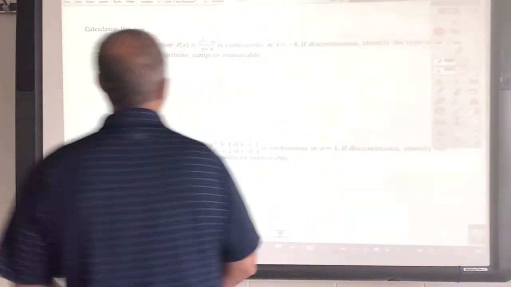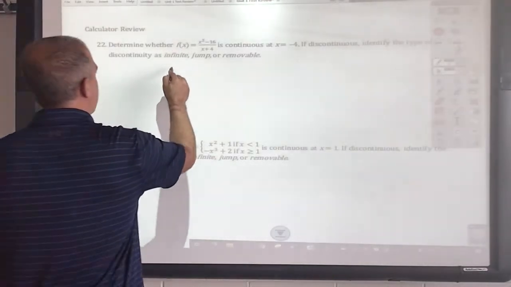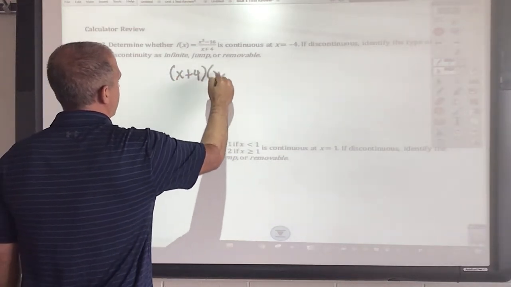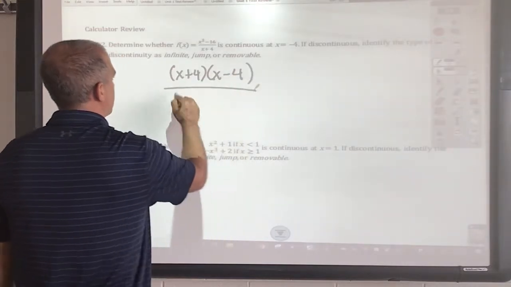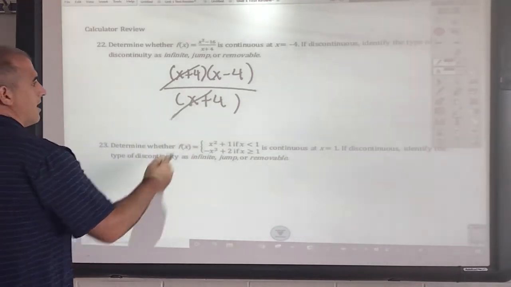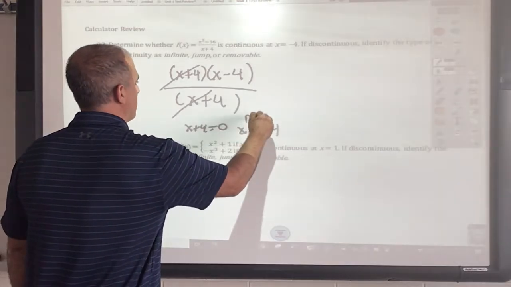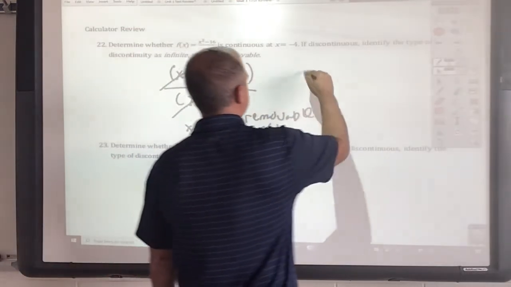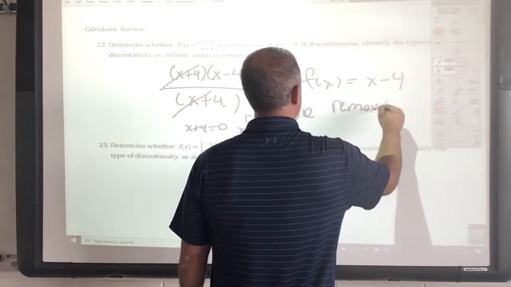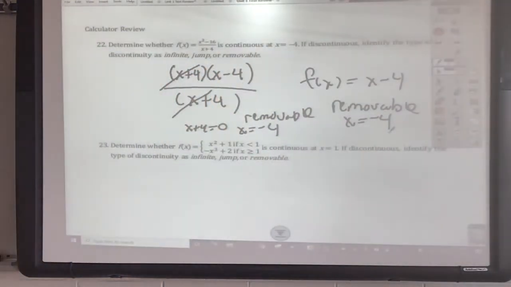Well, if we can figure out whether it's discontinuous... What I got here is, if I factor that top, I got x plus, x minus, and this is x plus 4. Now what happens is that x plus 4 goes away. If I solve that, that would be x equals -4. That's a removable. So I have a removable discontinuity at x equals -4, so it's obviously discontinuous.